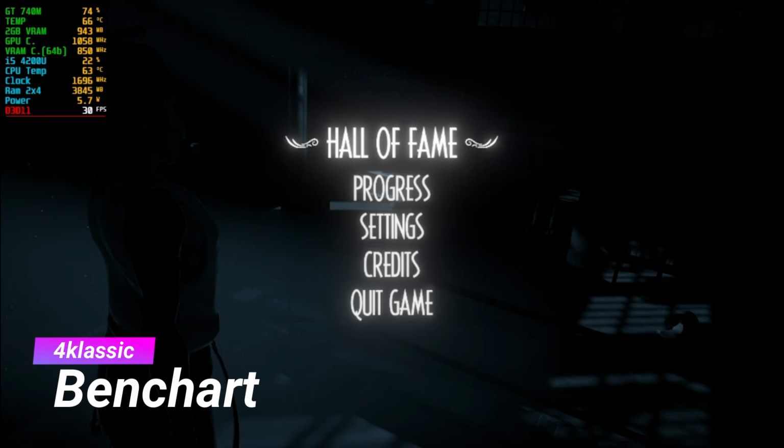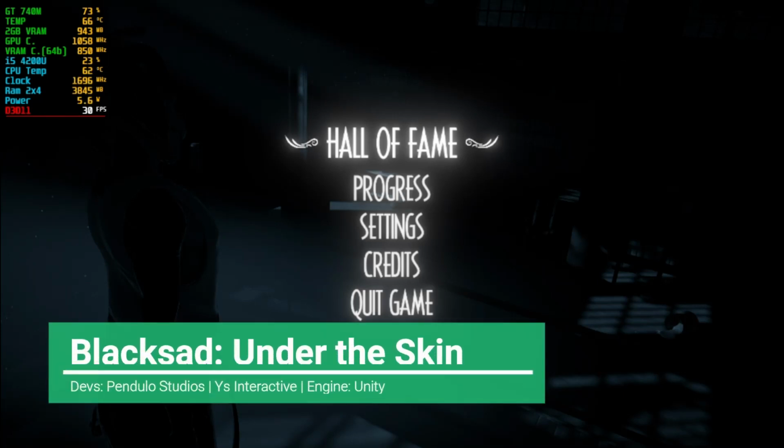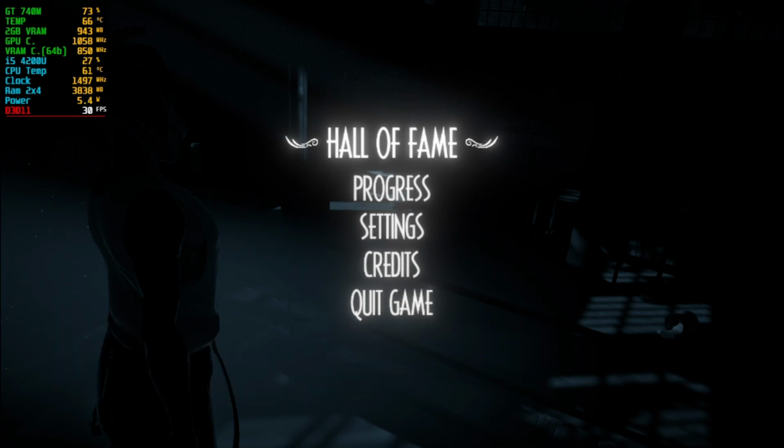I'm for Classic, and for today what we have is Blacksad: Under the Skin. This game is developed by Bandwith Studios and Ipsonas Interactive. They are using the Unity engine. I don't know these developers, alright? Bandwith Studios have been the developers of the Runaway series, which is a game that I don't know. And Ipsonas Interactive, this is their first game.